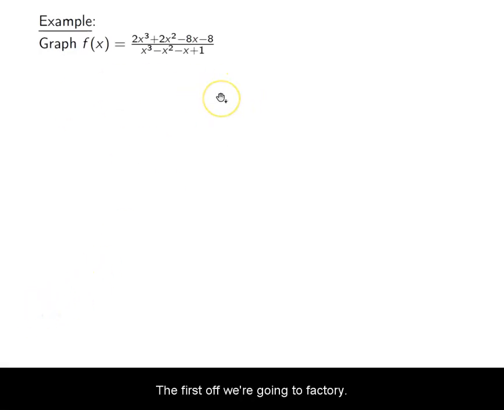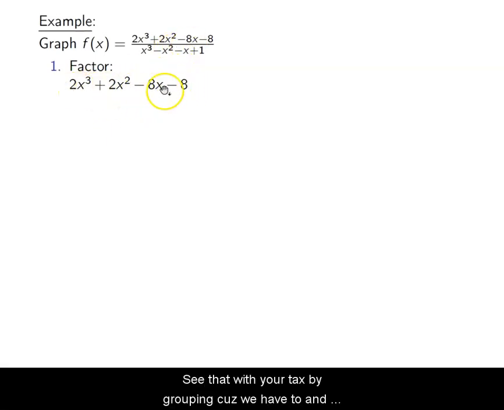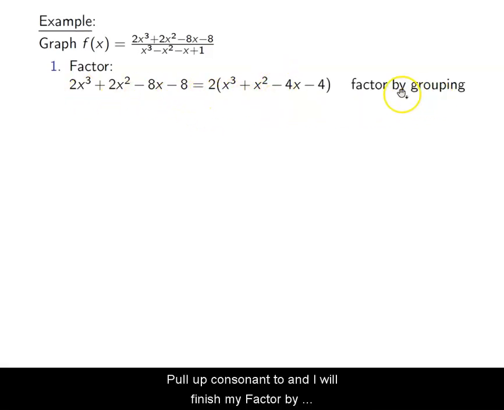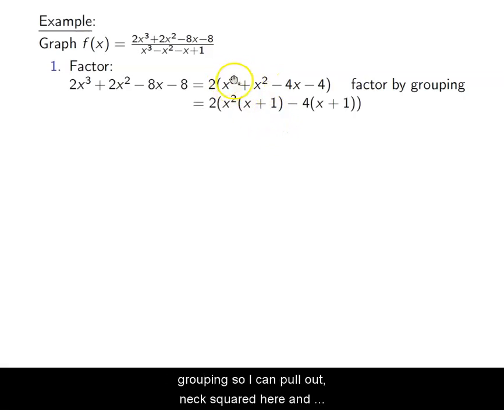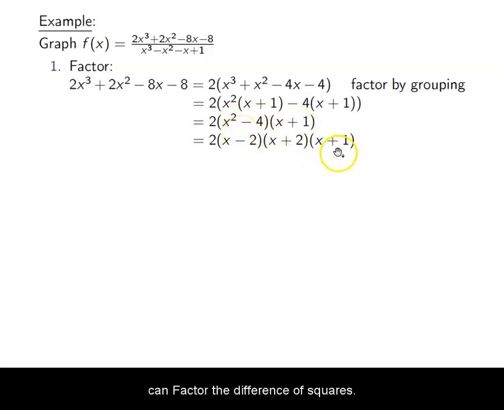First off, we're going to factor everything. Factoring everything allows us to know the zeros of the numerator and the zeros of the denominator. Here, we can factor by grouping because we have 2s and 8s, and there are 4 terms, so it's easy to split in half. Pull out a constant of 2, then finish the factoring by grouping. I can pull out a common x squared and a common -4. We have a common binomial term, so I pull that out, and then we have a difference of squares, which I can factor. So my numerator is 2, x minus 2, x plus 2, x plus 1.